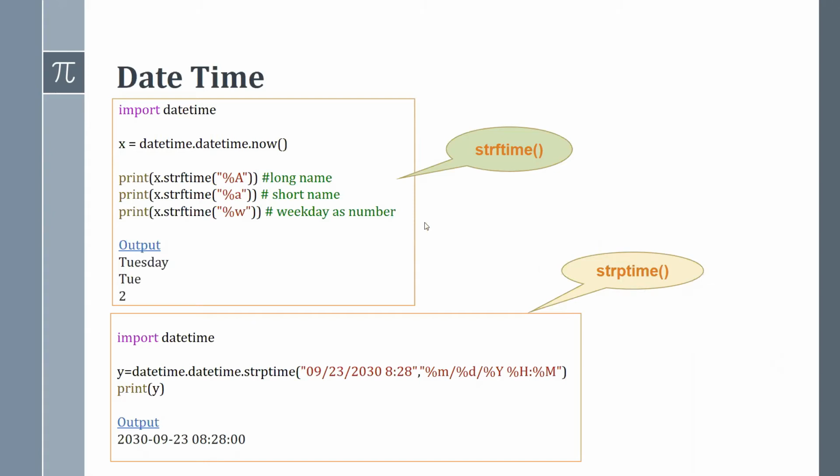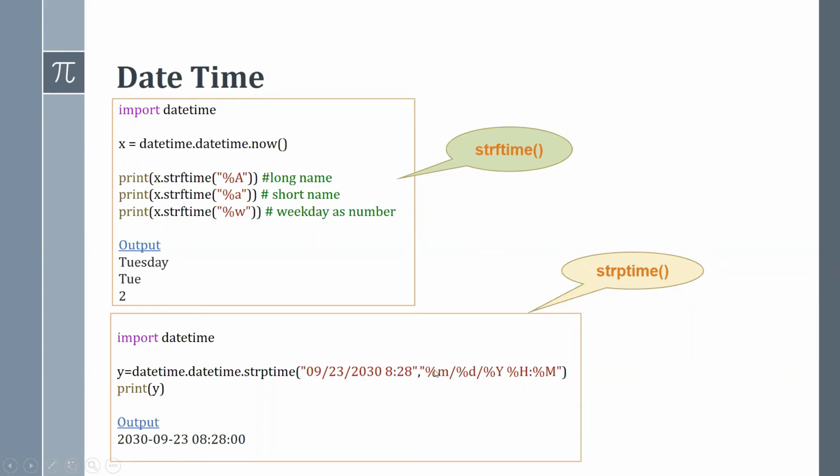Okay. So any questions on datetime? Okay. So the second thing we have is strptime. What this does is it gets the string, whatever string you pass it, and converts the string to a date. In this case, I'm passing the values 9, 23, 2030. That doesn't mean anything to the system, correct? It's just a string, just the numbers within quotes.